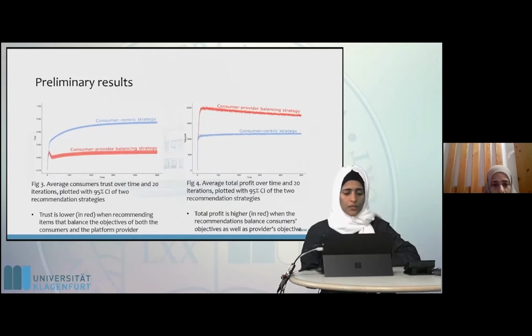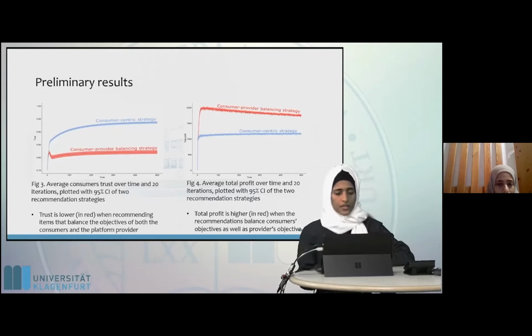In these results, there is another strategy in the red line. We call this strategy consumer-provider balancing strategy. The platform provider in this strategy recommends items that balance between profitable items and items that maximize users' utilities. So here the trust in figure 3, the red line of this new strategy, is lower than the previous strategy. The reason is that recommending profitable items might not be satisfying for all consumers, and that's why the trust stabilizes in this strategy.